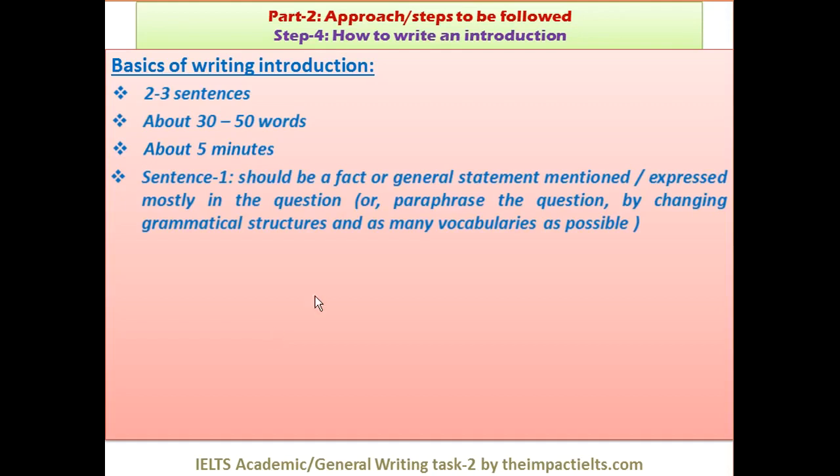So sentence one should be a fact or general statement mentioned or expressed. Many times that's not clearly mentioned, but it is expressed mostly in the question. Again, I'm using the word mostly. Sometimes, although rarely, you will not get the fact in the very first sentence, because many times the question begins with 'many people believe that.' So that's not a fact at all.